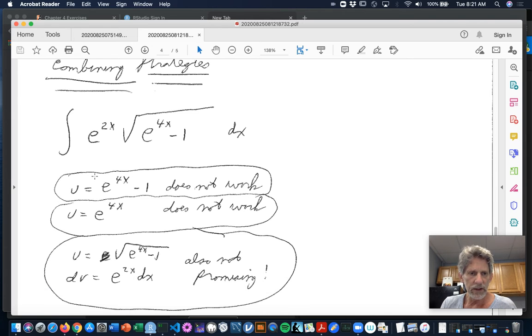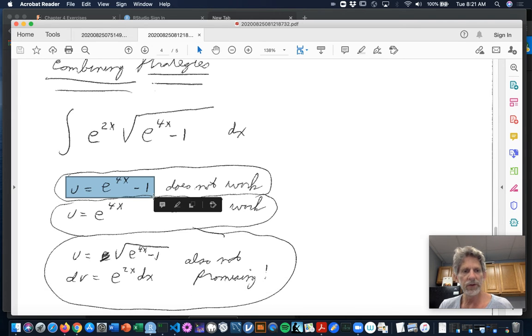You might say, well, could I do regular u substitution with u equal e to the 4x minus 1? And you can either scribble down or you can think ahead. What's the derivative of u? It would be e to the 4x times a 4. Derivative of the 1 is 0.